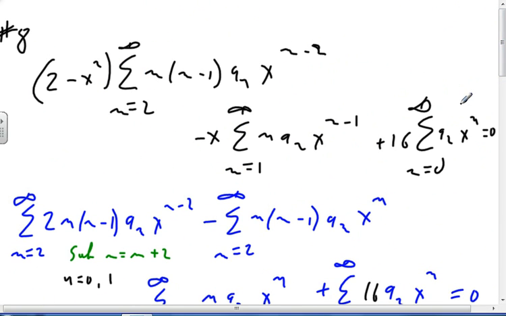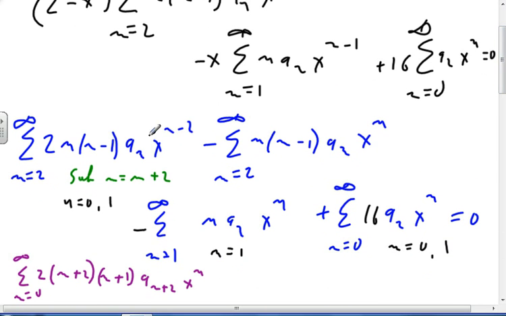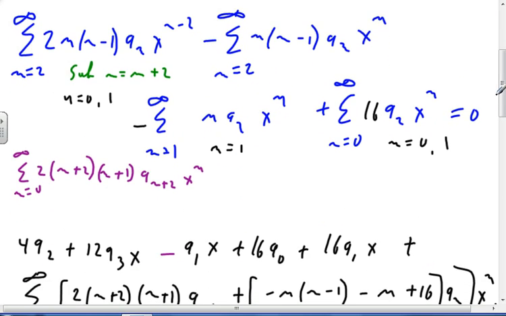Do we have the problem right? 2x squared minus x plus 16. Problem's right. I brought the 2 in. I brought the minus x squared in. I brought the minus x in. Brought the 16 in. I brought n is equal to n plus 2. I brought it in. Okay.